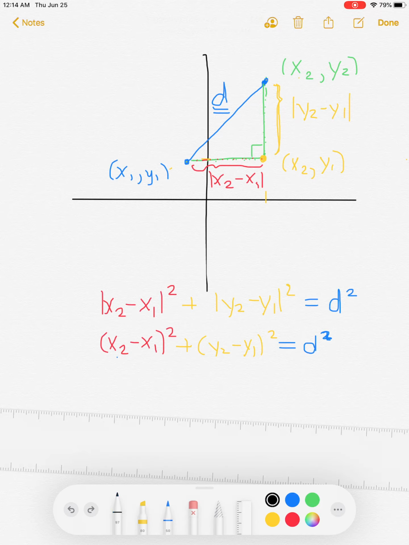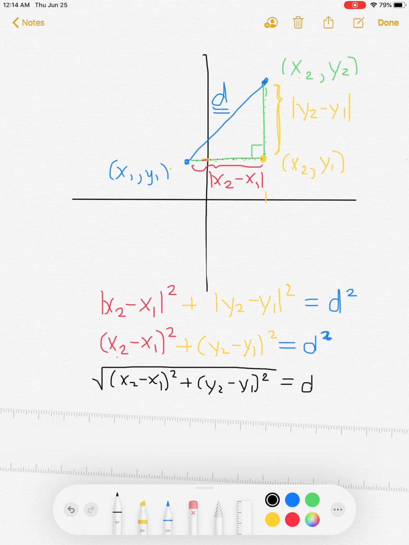So what you'll notice that we have here is the distance is equal to, and if you were to take the square root of both sides, we only care about the positive square root, because we're trying to find distance. So this would be the principal square root, and we get the distance formula here.